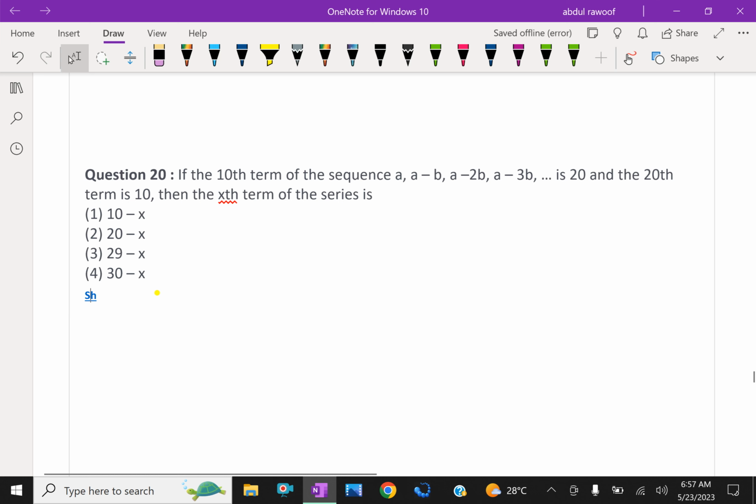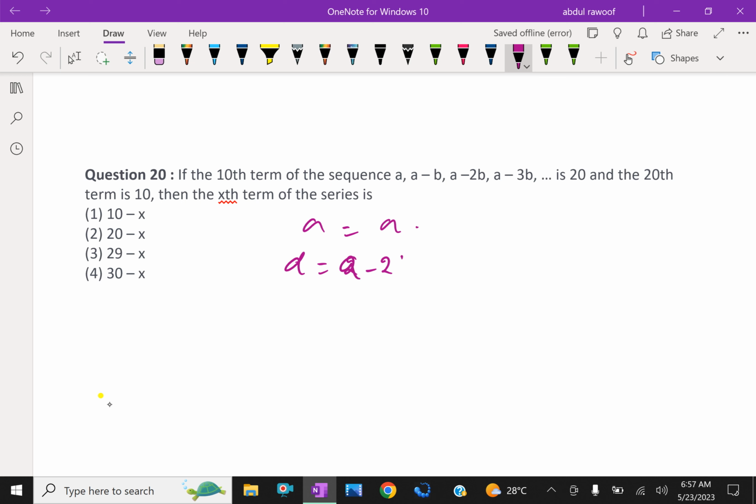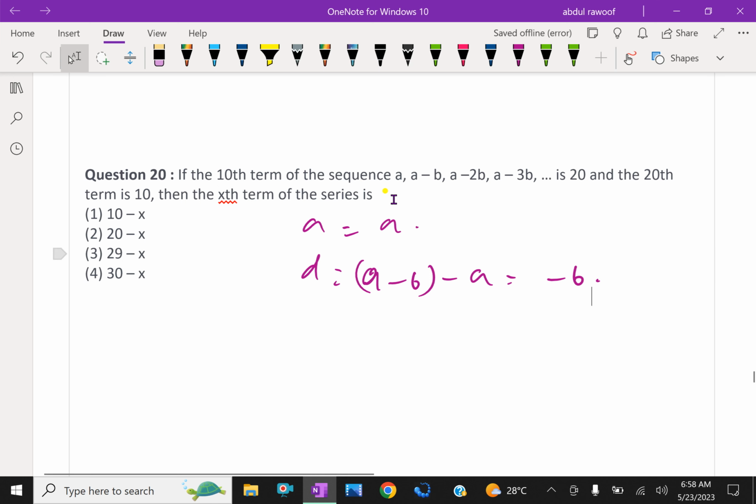Question number 20. Look at here. If the 10th term of the sequence is 20 and the 20th term is 10, find the xth term. Here, the first term is A and the common difference D is the second term minus the first term, which is A minus B minus A, so minus B is the common difference.